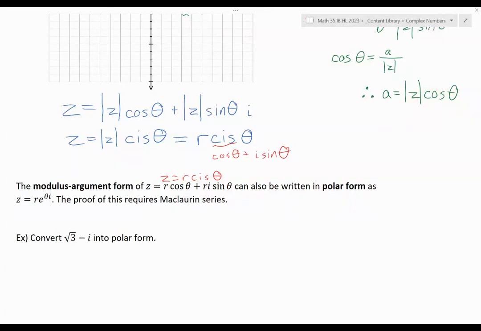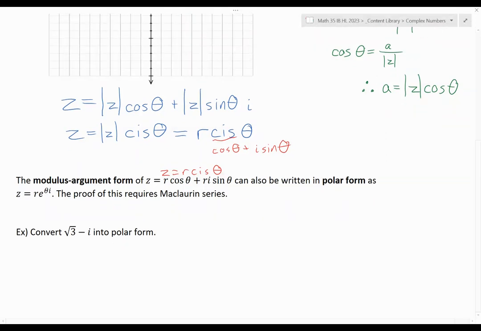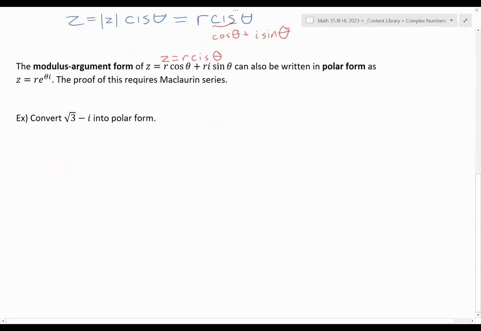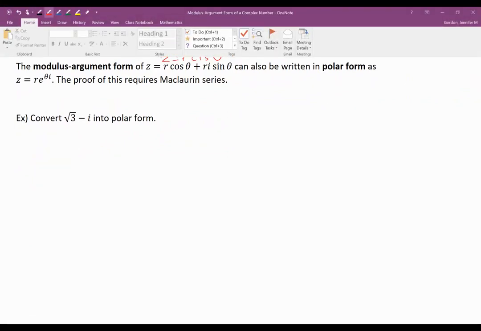To prove why these are equal requires Maclaurin series, which is something we'll come to later in this course. So we will actually prove this relationship, this form, later, but for now we're going to continue to use it. So let's convert a value that's given in Cartesian form into polar form. This is going to start by going through the modulus argument form.